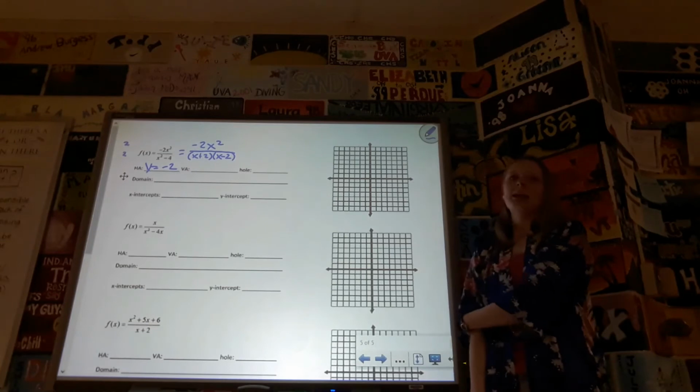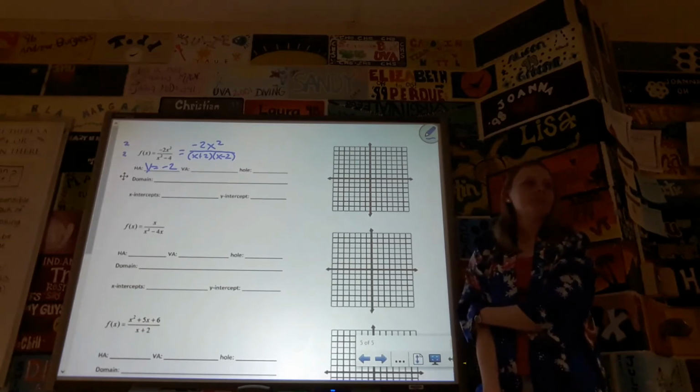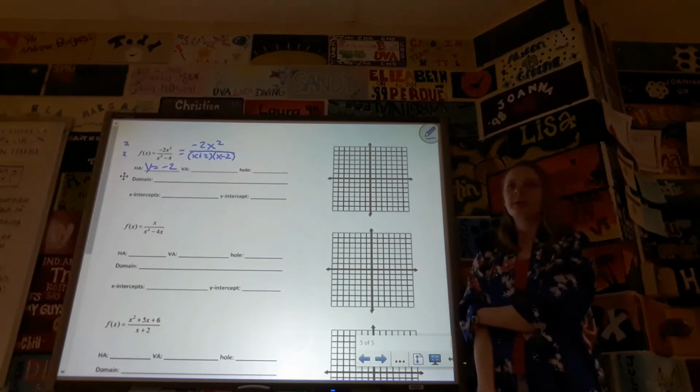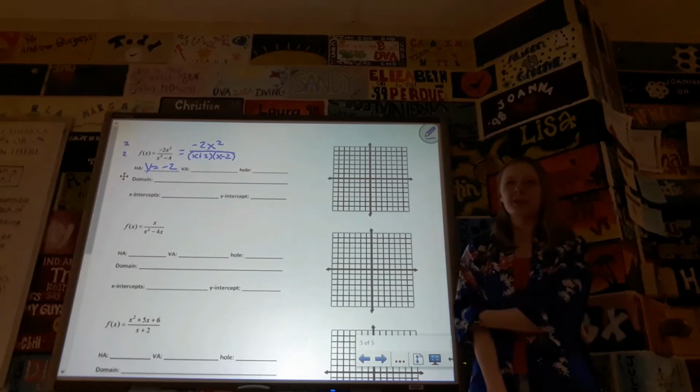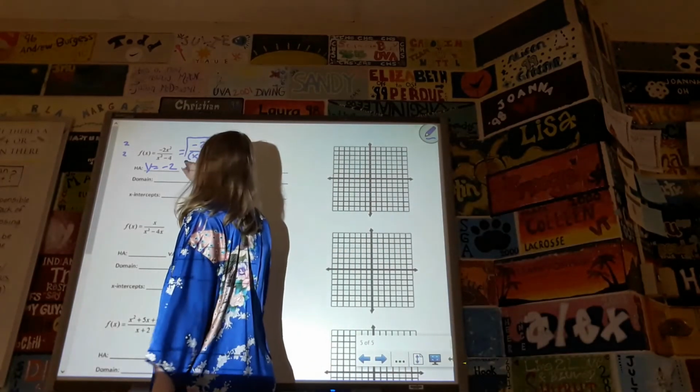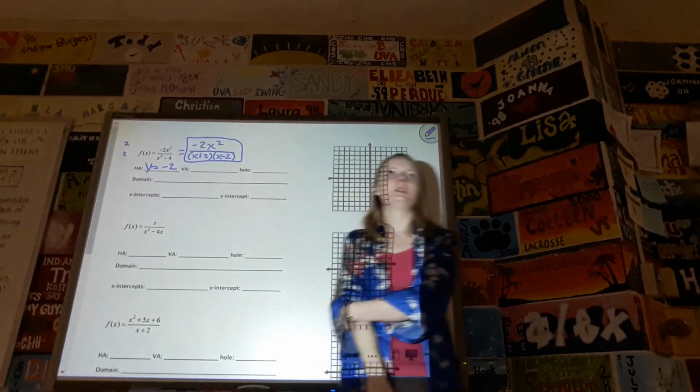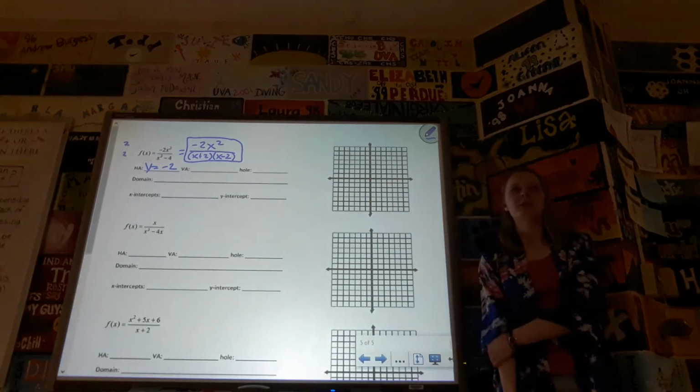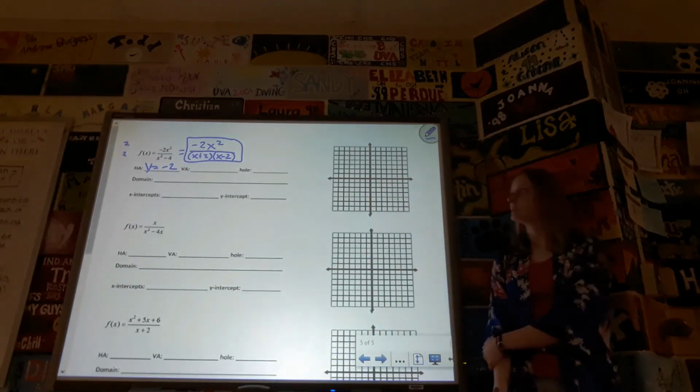Alright. Can I cancel anything? Can anything cancel top and bottom? No. So I couldn't cancel anything, but it was still very good to have it in this format. Even though I can't cancel anything, I'm going to leave it in the factored form because it's going to be a lot easier to work with in factored form. Okay? So I'm going to leave it like this.